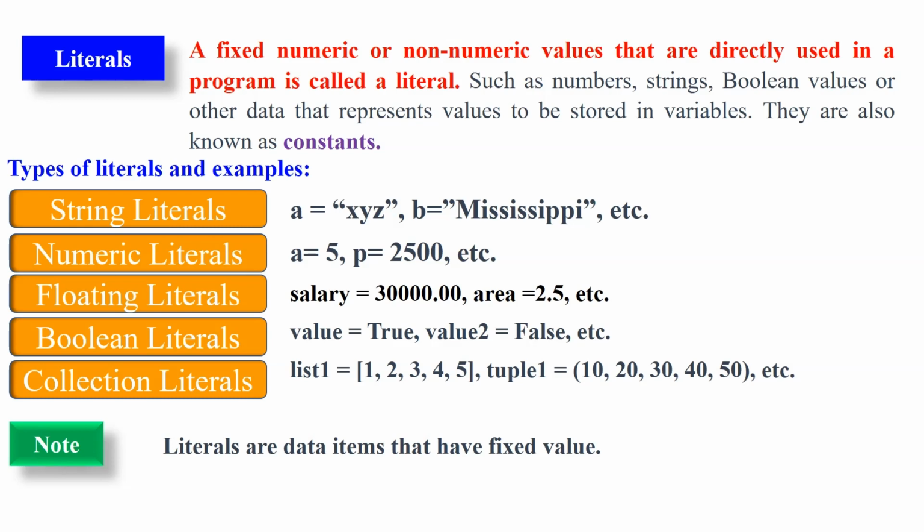Here is the list of types of literals and examples. String literals: A equals XYZ, B equals Mississippi, etc. Numeric literals: A equals 5, P equals 2,500, etc. Floating literals: salary equals 30,000.00, area equals 2.5, etc. Boolean literals: value equals True, value2 equals False, etc. Collection literals: list1 equals [1, 2, 3, 4, 5], tuple1 equals (10, 20, 30, 40, 50), etc.